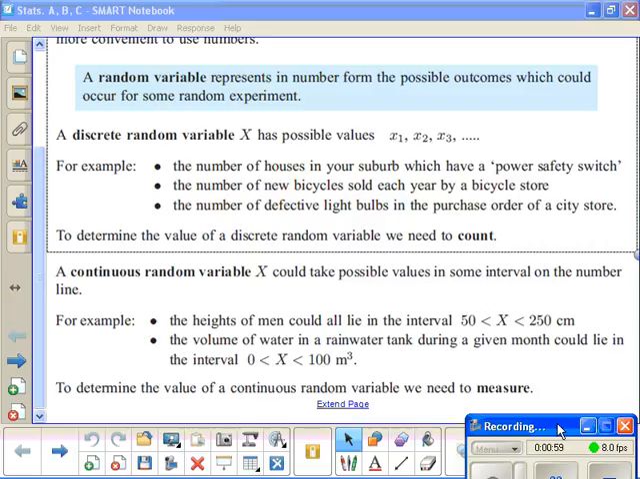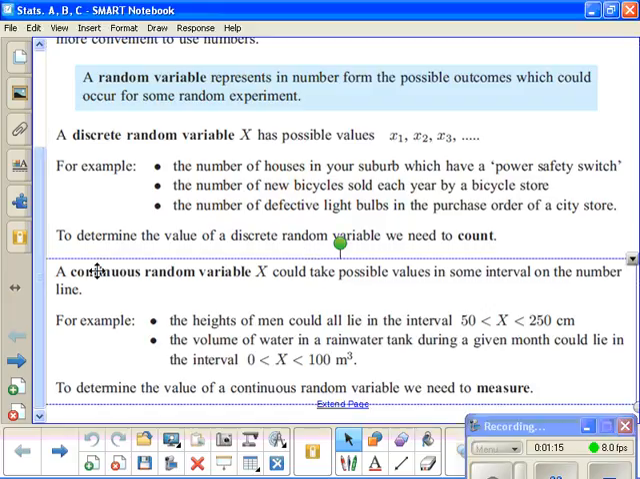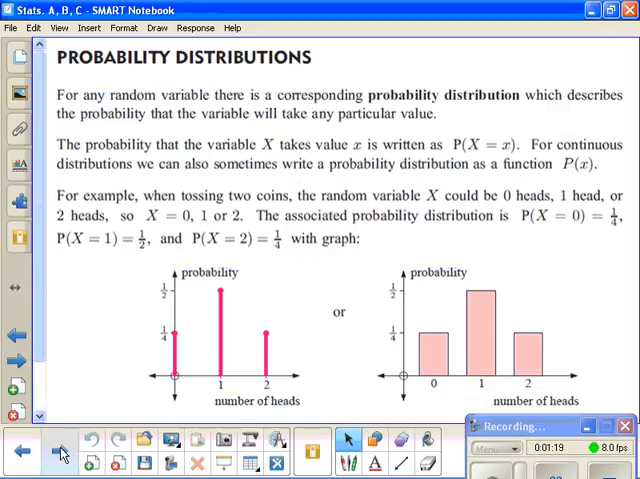To determine the value of a continuous random variable, we need to measure. With discrete random variables, we're counting. With continuous random variables, we measure them. So there is a difference. Continuous random variables we'll spend more time on in chapter 24. Same unit but different chapter.